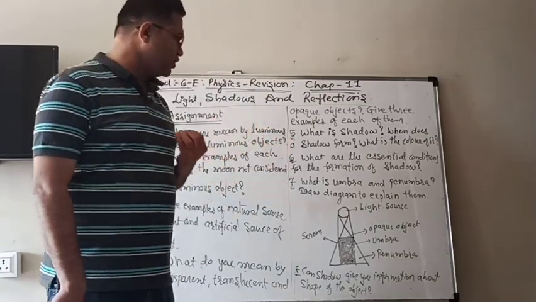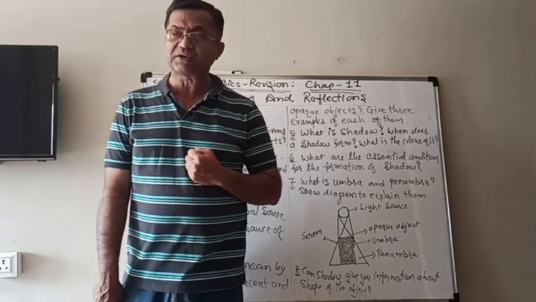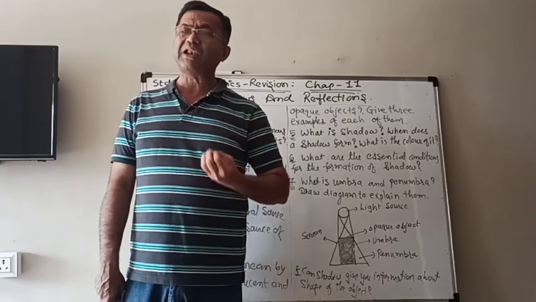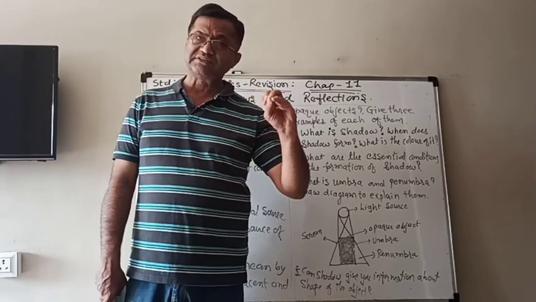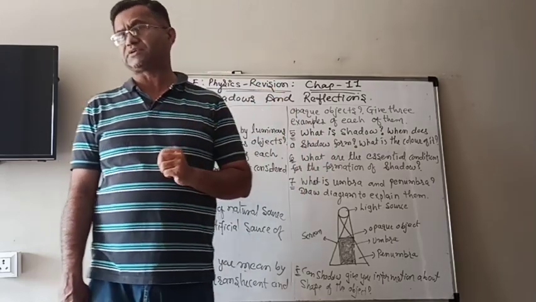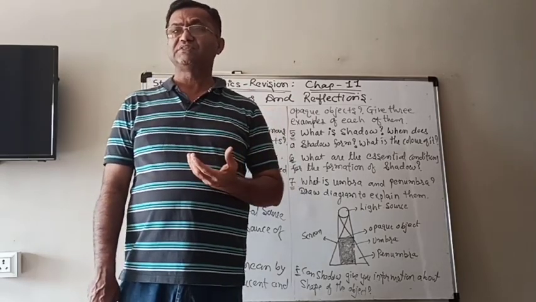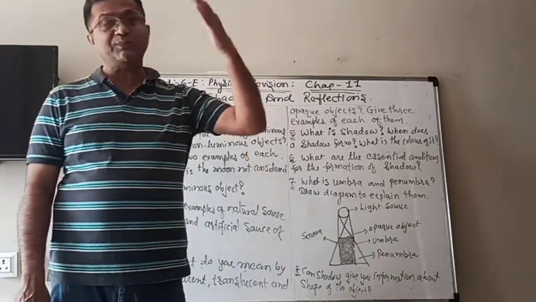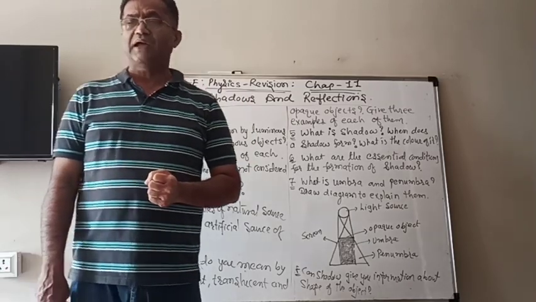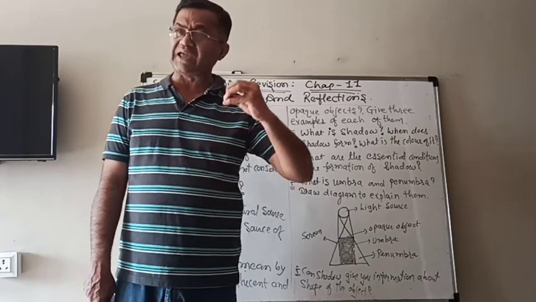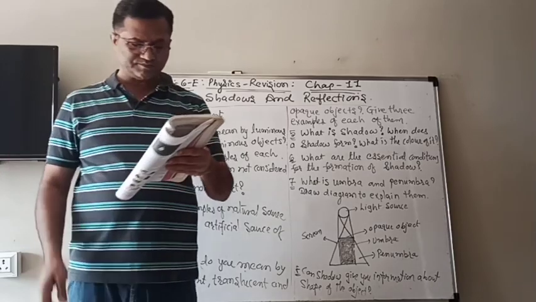Now, does the shadow give you information about the shape of the object? Sometimes it will give you an idea of the shape of the object, but not always. It depends from which side the sun is coming, and which part of that object is in front of the sun. So not every time will you be able to understand from the shadow.